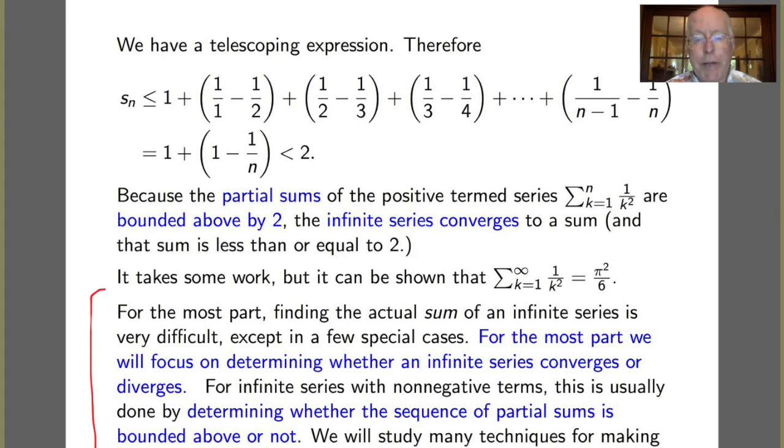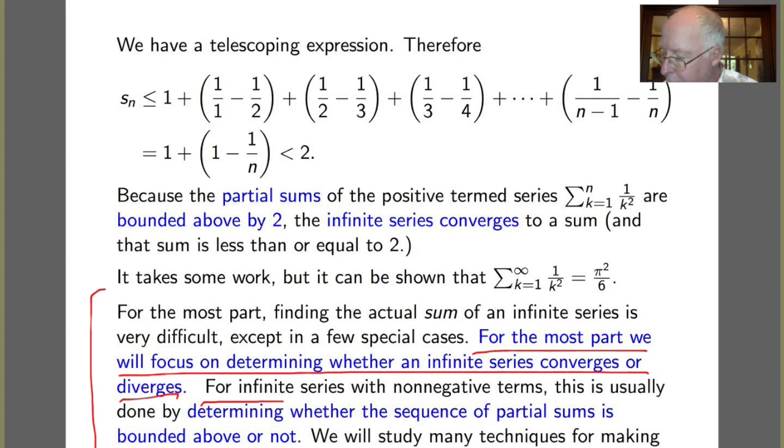And then we're going to explore a topic called power series. And often if you can relate an infinite series to a power series, you can declare what the sum of that series is. But because summing a series is so difficult, for the most part, we are going to focus on just determining if an infinite series converges or diverges. Okay, that's what we're going to mainly be interested in. And again, remember, we're looking at infinite series with non-negative terms, and this is usually done by determining whether the sequence of partial sums is bounded above or not.